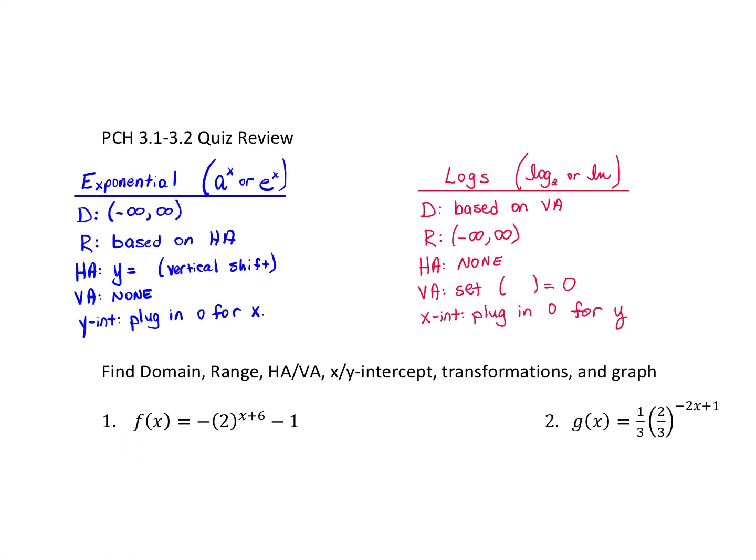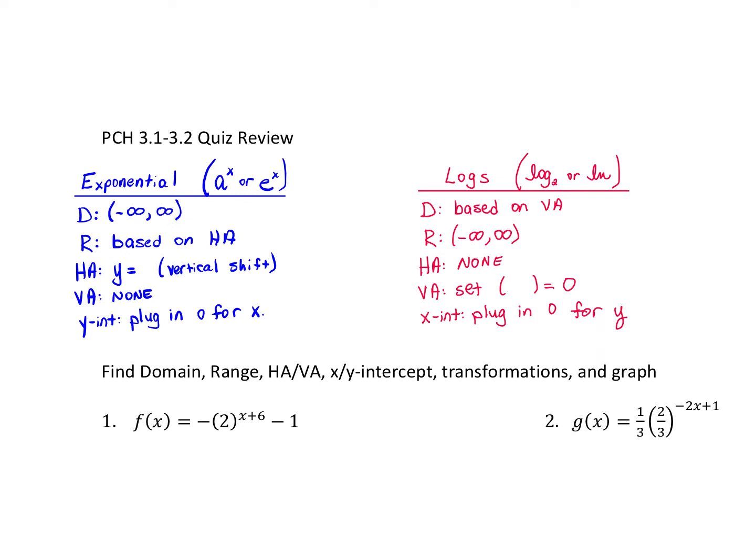So we have exponential equations and log equations. These two are helpful. Remember how we had a cheat sheet last test? This is like your little cheat sheet for this one. So whenever we have an exponential equation, when x is in the exponent, our domain is negative infinity to infinity.